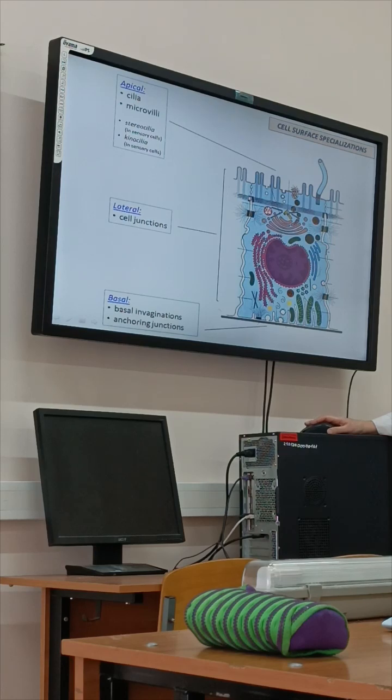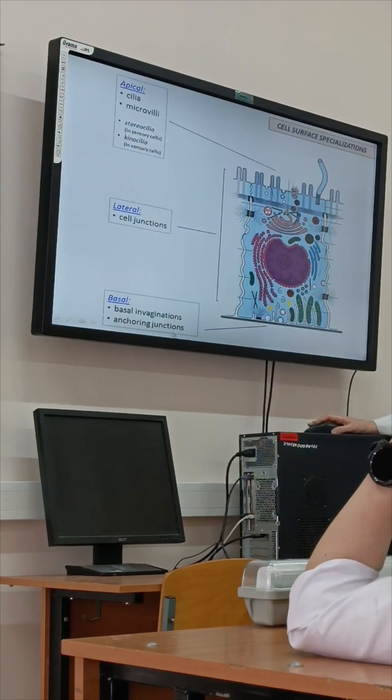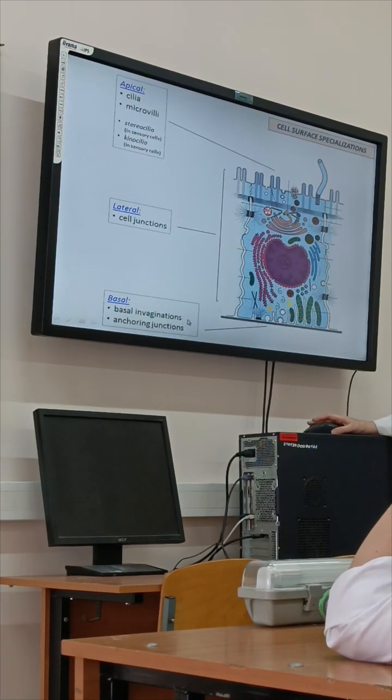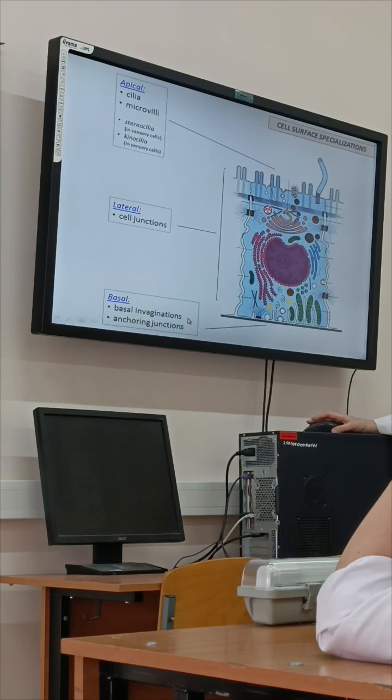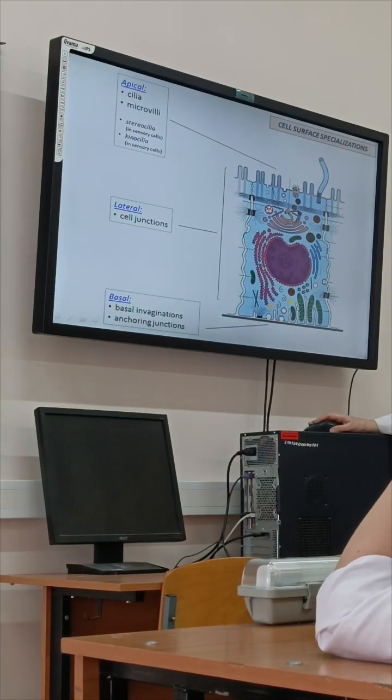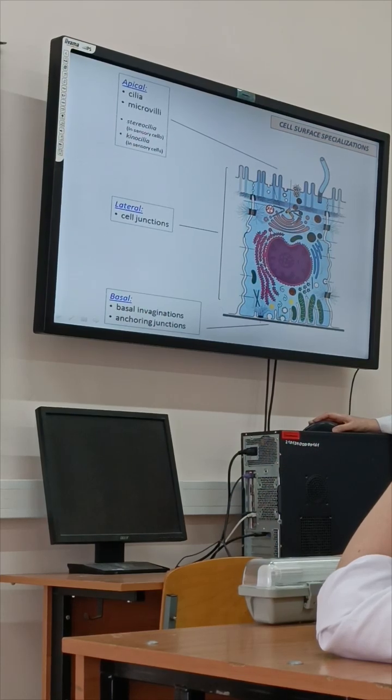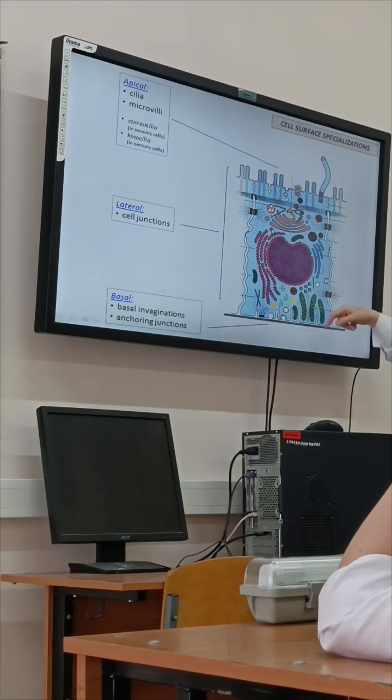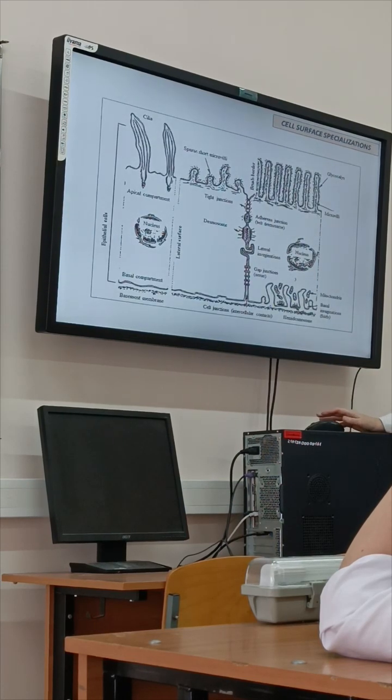On lateral surfaces we can find intercellular junctions that have different functions. About them a bit later. And on the basal surface, we again can find junctions that connect cells with the basement membrane, and such invaginations that we name basal invaginations or basal enfoldings, which are synonyms. They also, like microvilli, take part in increasing cell surface for transportation of substances.